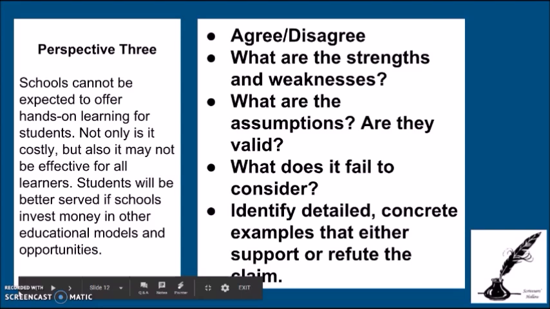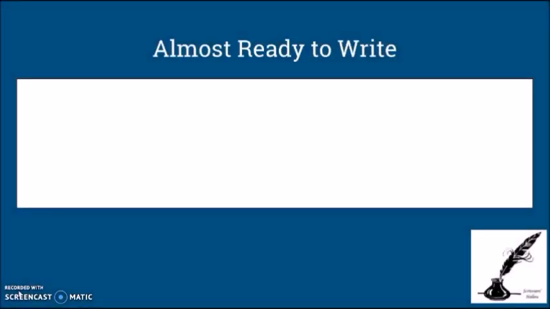All right, so now you should have answered as many of the 5 questions for each of the 3 perspectives as you possibly could. It's entirely possible that you didn't address all 5 questions on every perspective, but you should certainly at this point have enough ideas on the paper to be able to write your essay. So now you're almost ready to write.